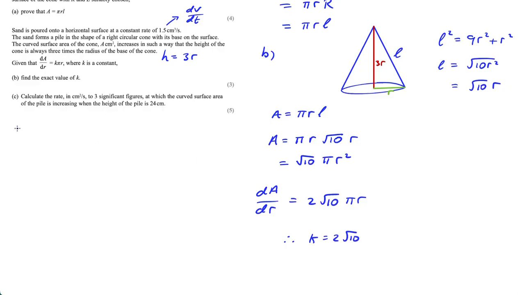Okay, part C. Calculate the rate, in centimeters squared per second, to 3 significant figures, at which the curved surface area of the pile is increasing when the height of the pile is this. What are we trying to find, guys? We're trying to find this, and what is that? That is dA/dt. So be careful. The rate at which the curved surface area is increasing. So we want to find dA/dt.